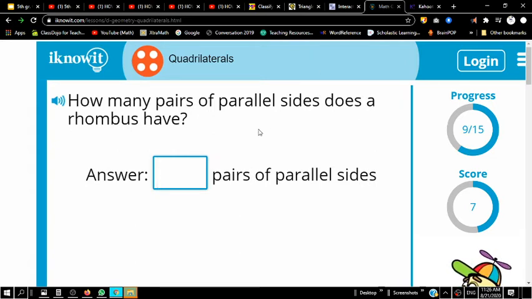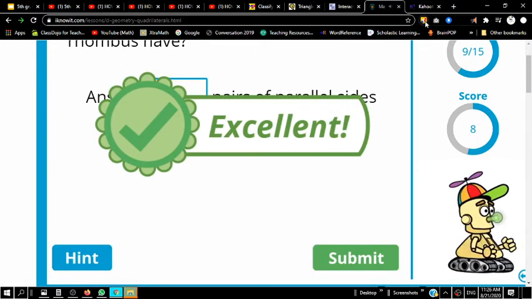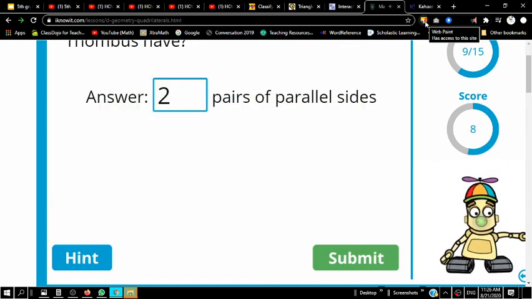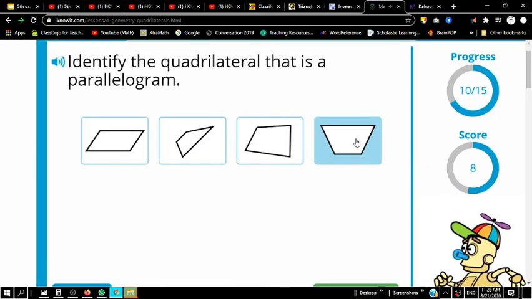How many pairs of parallel sides does a rhombus have? Well, a rhombus, like we did last time, has 2 pairs of parallel sides. Okay, it doesn't have 4 parallel sides, it has 2 pairs of parallel sides. If we wanted to draw a rhombus out, we could do that. This right here is a rhombus. Okay, so it has 1 pair right here and 1, nope, that's not a rhombus, sorry. This is a rhombus. 1 pair right here and 1 pair right here. Okay, this would be considered a different type of quadrilateral.